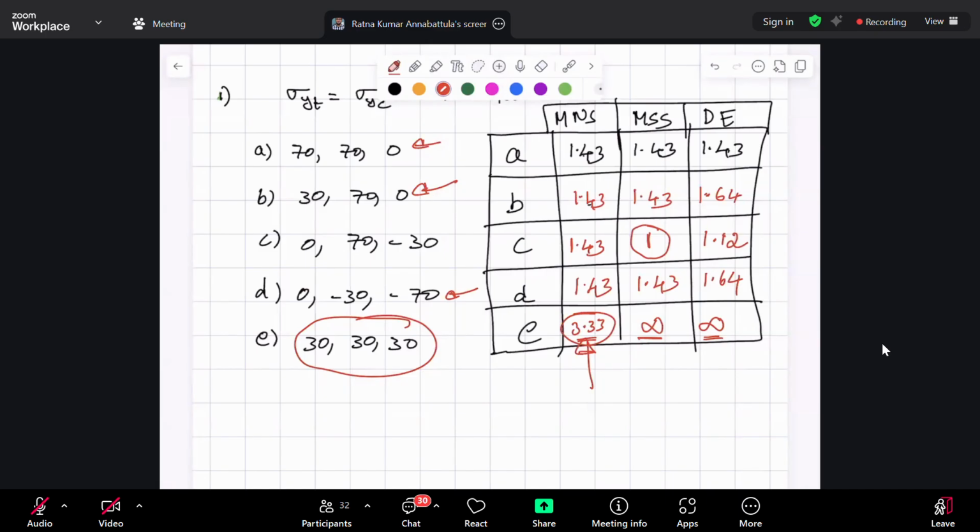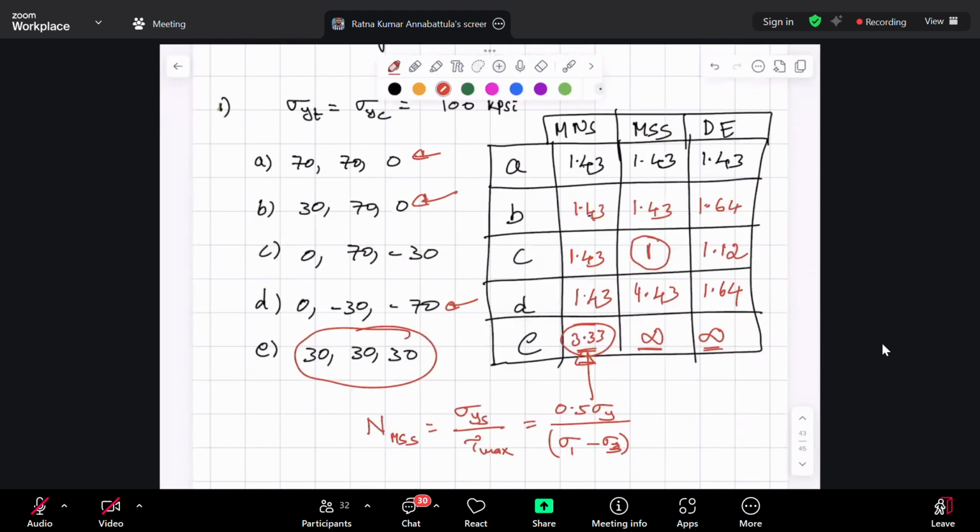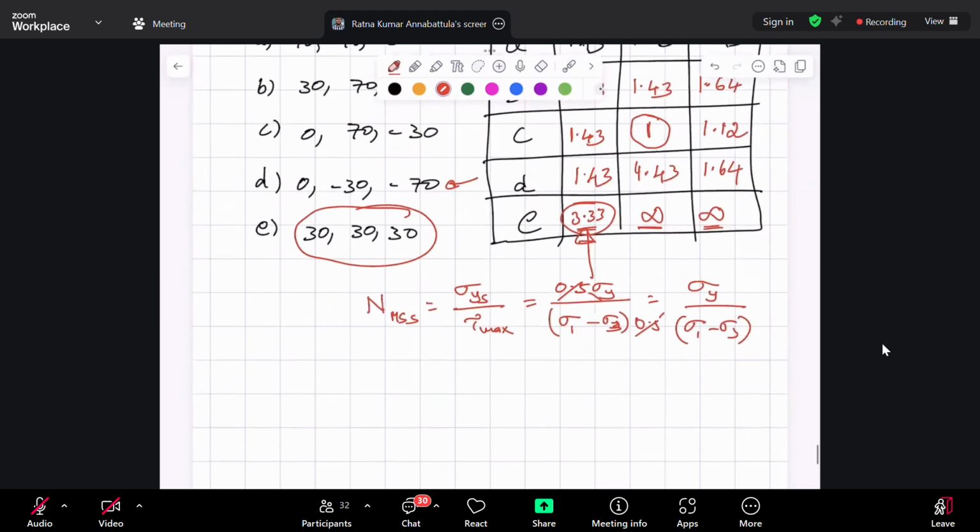Got it? Okay. So your N for maximum shear stress theory is sigma ys by tau max. Sigma ys is 0.5 times sigma y. Tau max is sigma 1 minus sigma 3 by 2, which is sigma 1 minus sigma 3 times 0.5. The 0.5 gets cancelled, so that is equal to sigma y by sigma 1 minus sigma 3. Sigma 1 minus sigma 3 is 0, and sigma y by 0 is infinity. Makes sense.